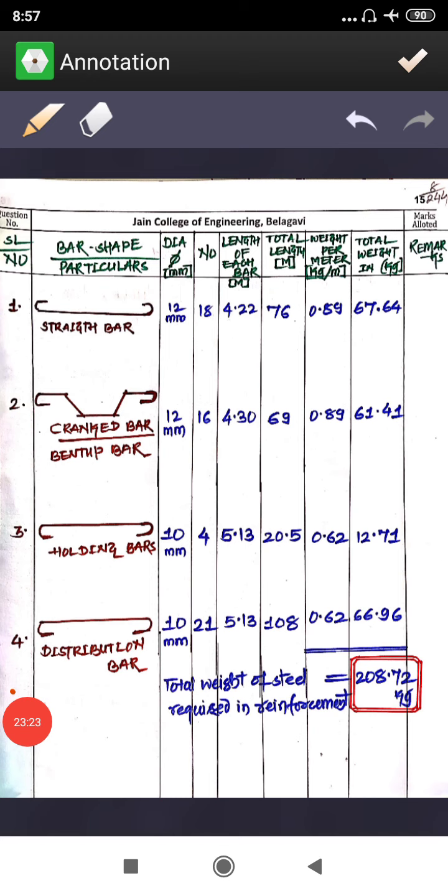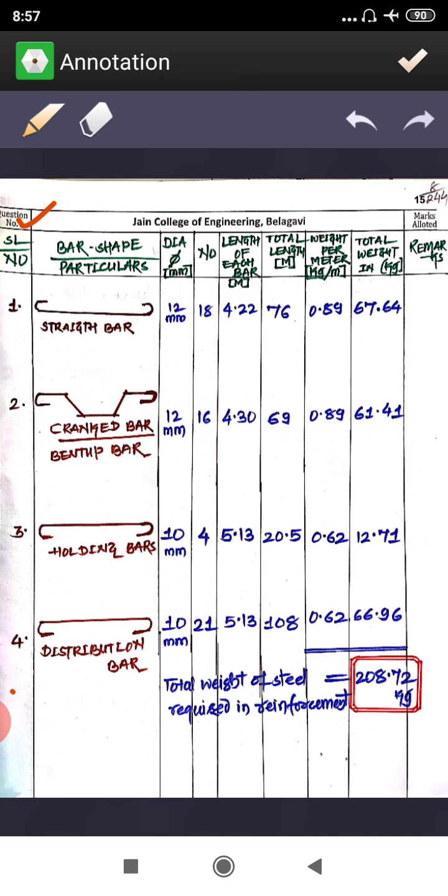Now you can summarize all these in a sheet. See, I have prepared a sheet here. You will be having serial numbers, bar shape, you can call it particulars, dia of bar, then you will be having numbers, length of each bar, then total length, you will be having weight per meter that will be given, then total weight, length into weight, so you will be having a remarks column there.